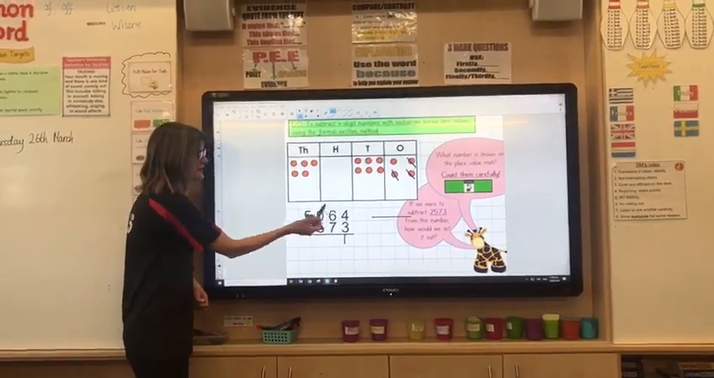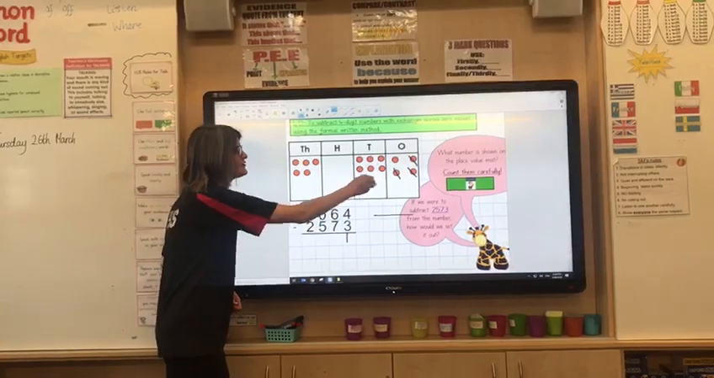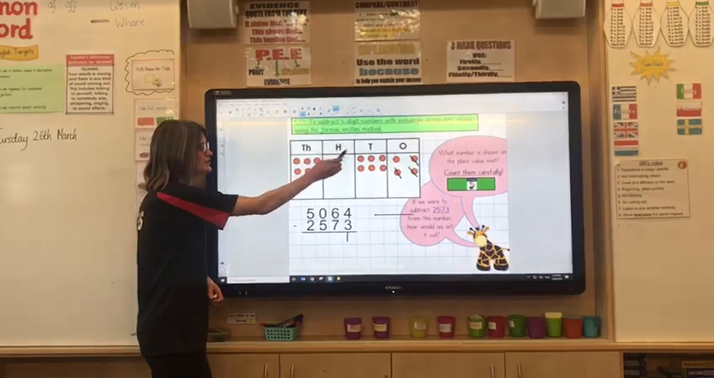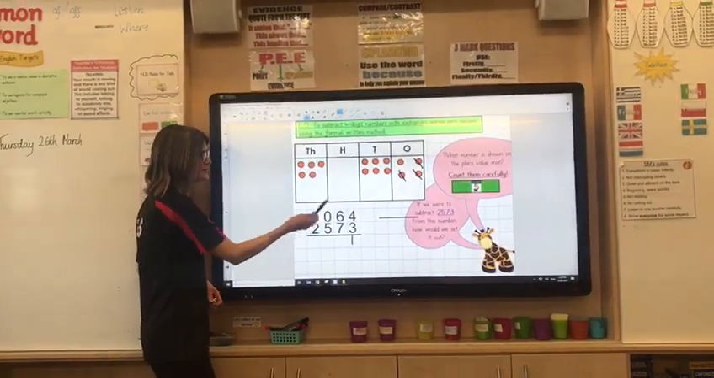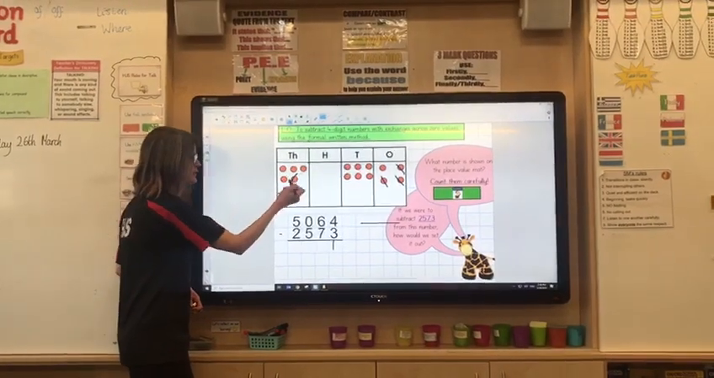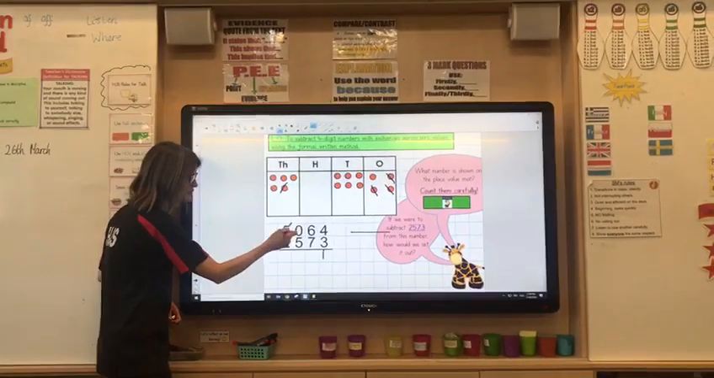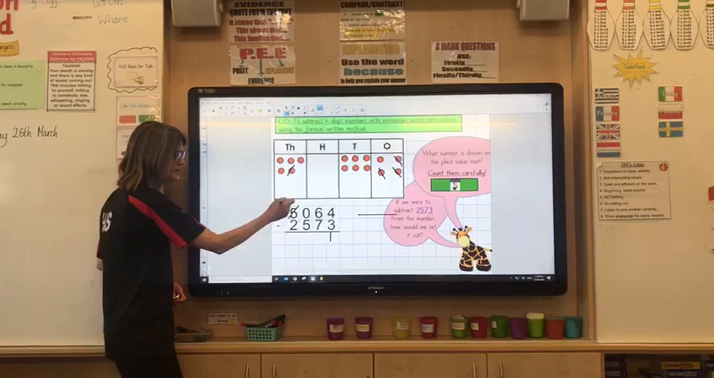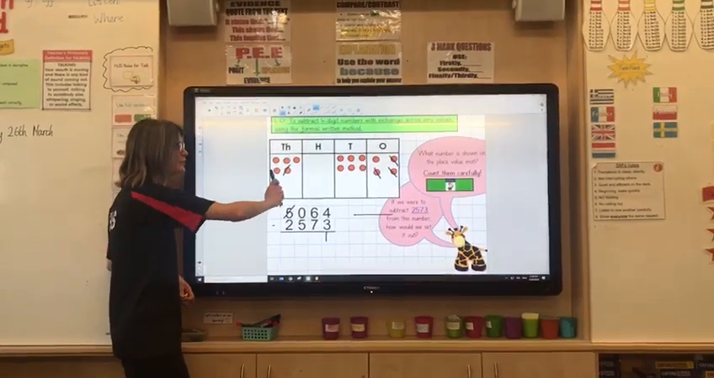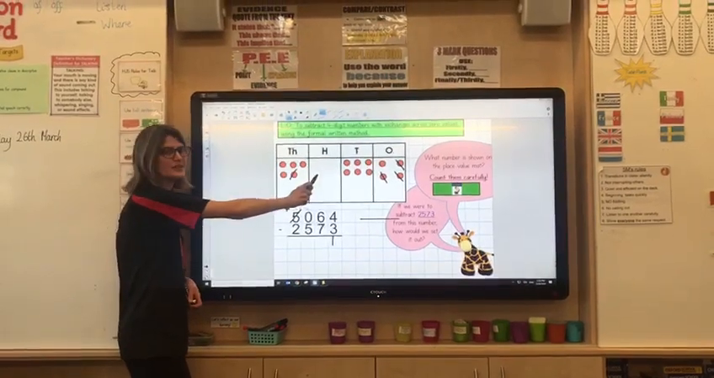7 tens away from 6 tens. I don't have enough tens here. Normally we'd go into our next place value column and we'd exchange, but I haven't got any hundreds. So I need to go into my thousands column. I'm going to cross out one of my thousands, and that's why when we do this as a written calculation, you'd also cross it out and show that you have 4 thousands. I'm going to bring one of my thousands into the next place value column.